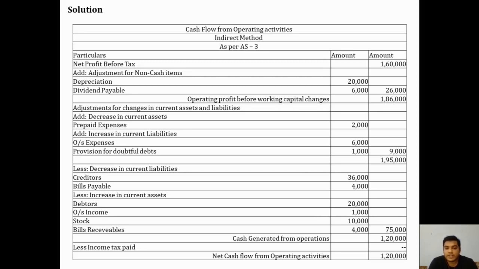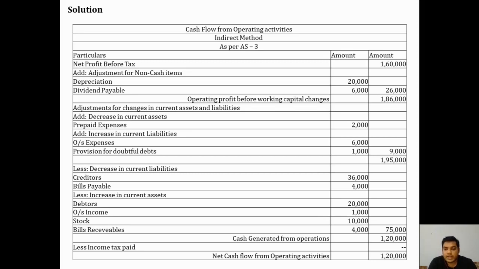So from this 1,20,000 we have to subtract income tax paid. Let me make it clear. Provisions for taxation will go into the head adjustments for non-cash or non-operating expenses. Income tax paid will come in this category. So in the question the chances are there that provisions as far as income tax paid will be provided. So in that situations, provisions will be transferred to adjustment for non-cash items. Income tax paid will be coming below cash generated from operations. In this problem, income tax paid is not given, so hence we are leaving it blank.